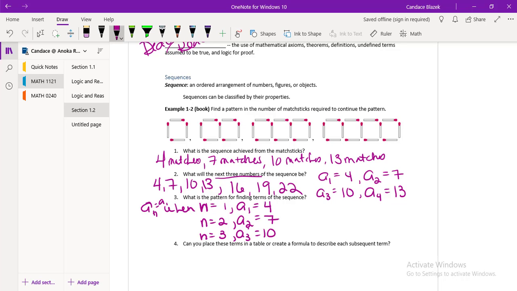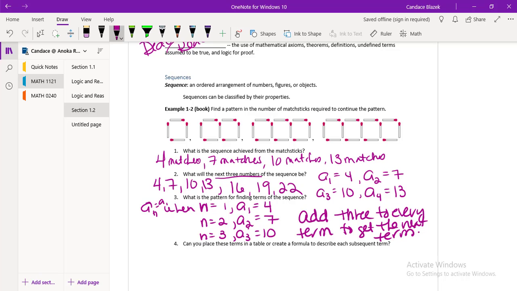So in this instance, what can we say? The conclusion that I'm making is that I'm adding 3 to every single term. So our pattern would be add 3 to every term to get the next term.